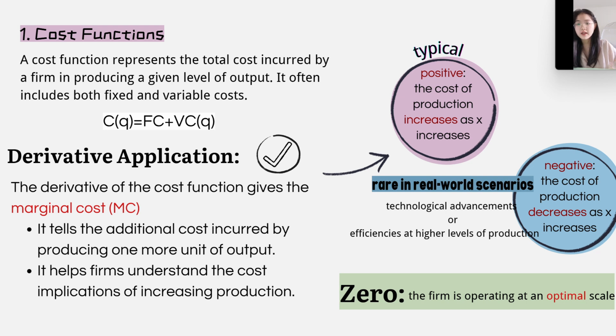If the MC is positive, it means the cost of production increases as X increases. This is typical as firms experience increasing costs with greater production due to factors like diminishing returns to scale. Otherwise, if MC is negative, it means the cost of production decreases as X increases. Actually, it is rare in the real world, arising from economies of scale or decreasing costs due to technological advancements or efficiencies at higher levels of production. If the MC is 0, then it indicates that the firm is operating at an optimal scale or at the lowest point on the cost curve.